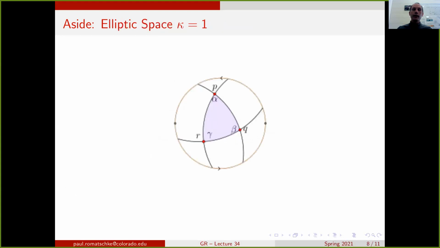By contrast, let us investigate now what happens to such a triangle in elliptic space. You can picture elliptic space as basically being the surface of a sphere, which has positive constant curvature. And if we look at the sum of angles of a triangle on a sphere and add them up, you find that the sum of the angles in an elliptic geometry is always bigger than 180 degrees.